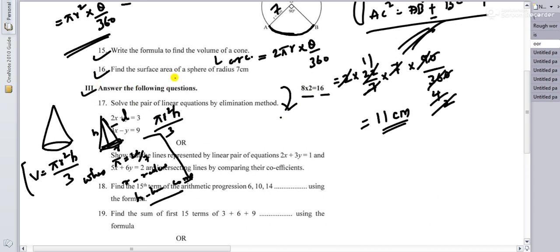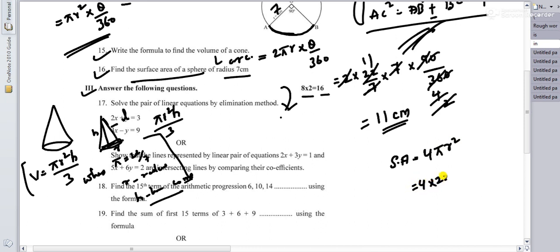Find the surface area of the sphere of radius 7 centimeter. For the sphere surface area, they have not mentioned TSA or LSA, because a sphere doesn't have any lateral surface area. Lateral means either the top or bottom part is not there, but in a sphere it is round. It's only the total area or just the surface area, meaning all the areas. So the formula is 4 pi r square, correct?